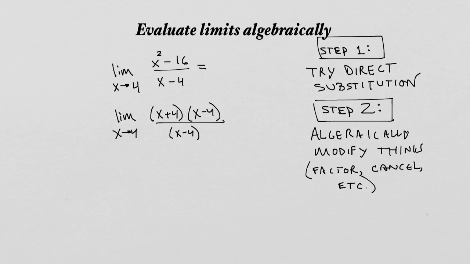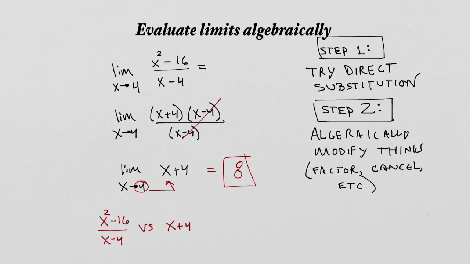So what's cool about this now is x minus 4 and x minus 4 will cancel out, so this becomes a much simpler problem. So now just algebraically looking at this, we can ask ourselves, is this function continuous at 4? And the answer is clearly yes. If we go back to step 1 now and try direct substitution again, I can take this value of 4, plug it in for x, and my answer here will be 4 plus 4, which is 8.